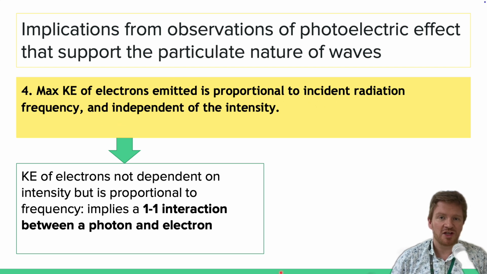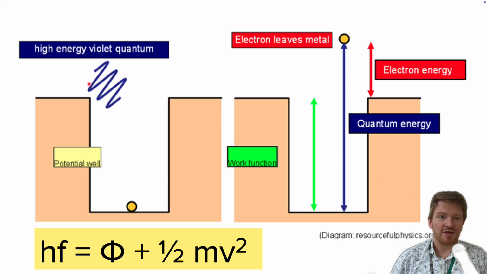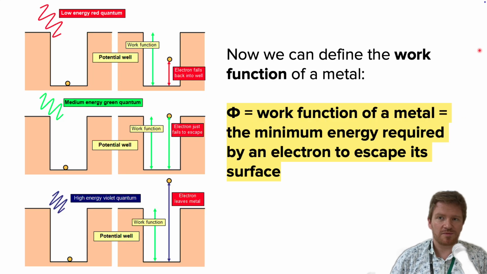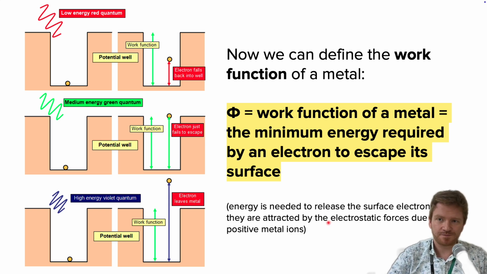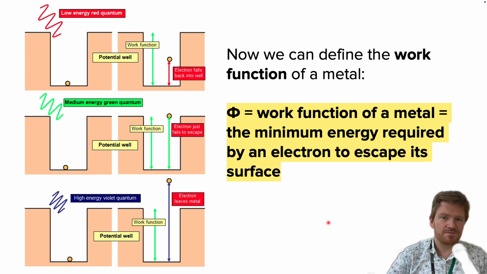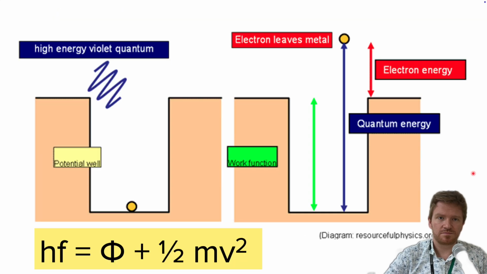Well, that's because, if we think about it here, we're saying that the higher the energy of the photon, the more energy is left over for that electron to convert into kinetic energy. Now, what does that mean? So let's try and come up with an equation for that.